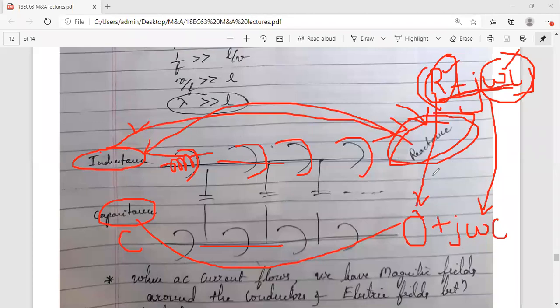Anybody? Try to think. You have already studied this. 1 by XL, no. Now I'm talking about capacitive, so XL will become XC. Inductive reactance means XL, capacitive means XC. I want that elaboration. How will you write XC? It will have two components, one is real part, one is imaginary.